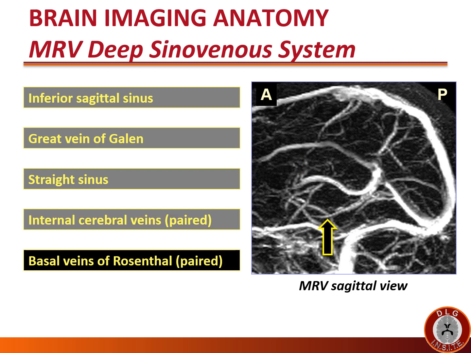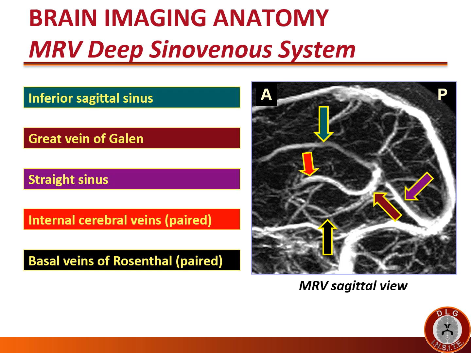The black arrow points to the basal vein of Rosenthal. The two basal veins of Rosenthal curve under the thalami and drain into the great vein of Galen. On this slide, all 5 major structures in the deep sinovenous system are labeled.